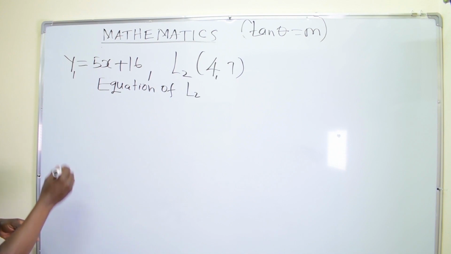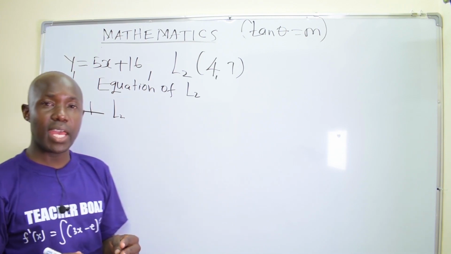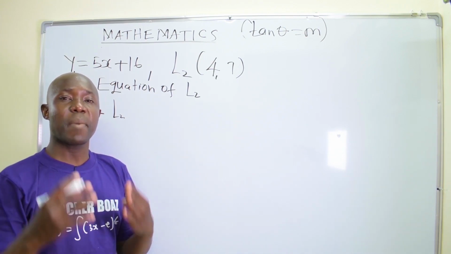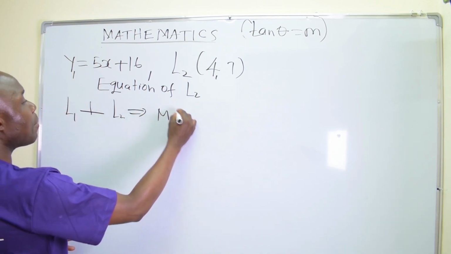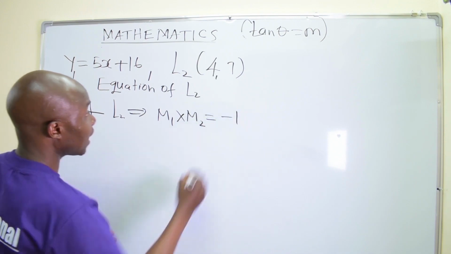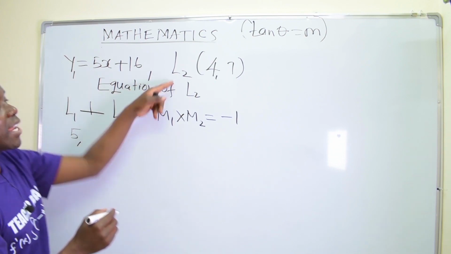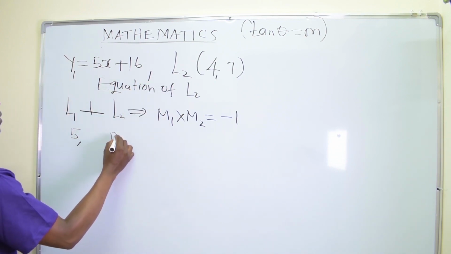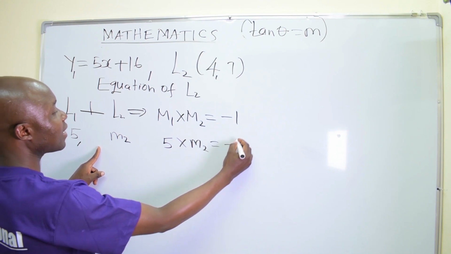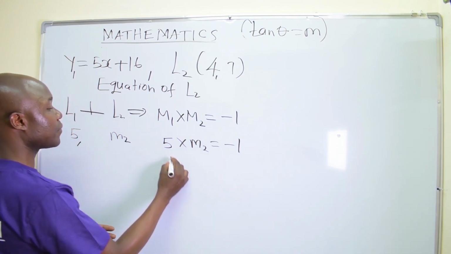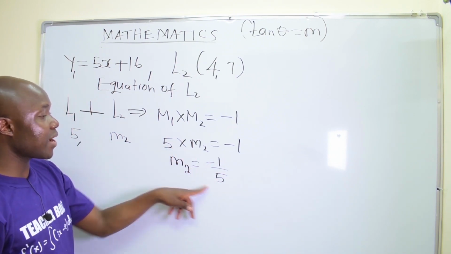In what way? If line 1 is perpendicular to line 2, what did we say? We agreed that the gradients must multiply to equal negative 1. So m1 times m2 becomes negative 1. We identify our line 1 as having a gradient of 5. Line 2 we do not know, so you can let it be m2. Remember, when you take 5 times m2, you should get negative 1. Then we go back to the algebra. Your m2 becomes negative 1 over 5, because this is a product, so we divide to get m2.